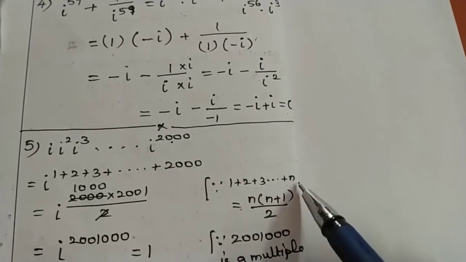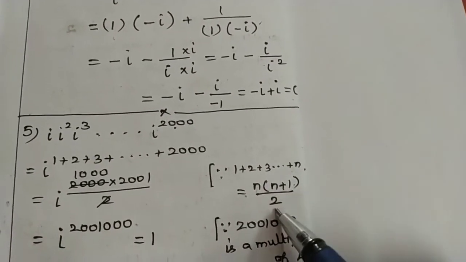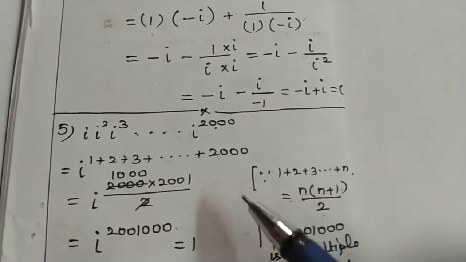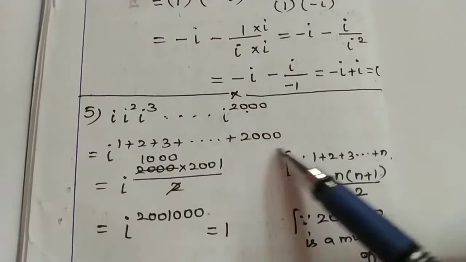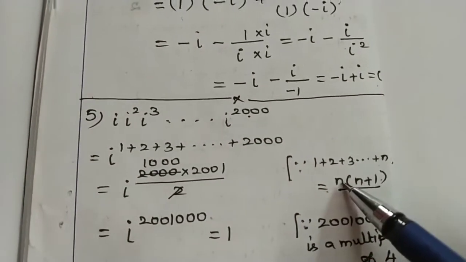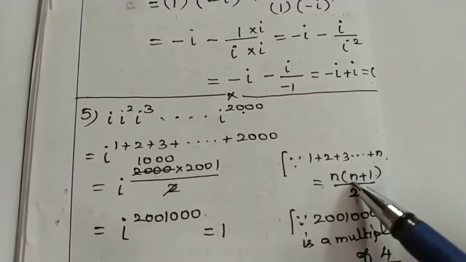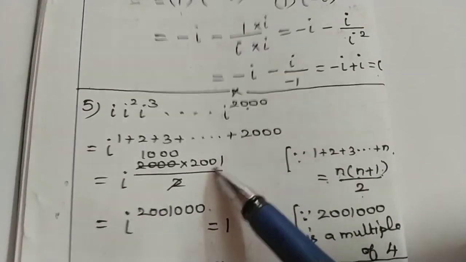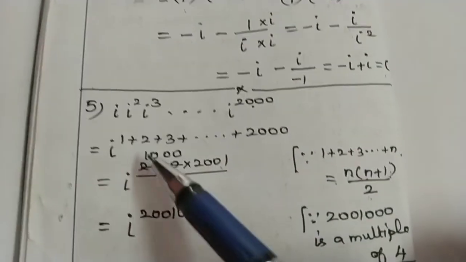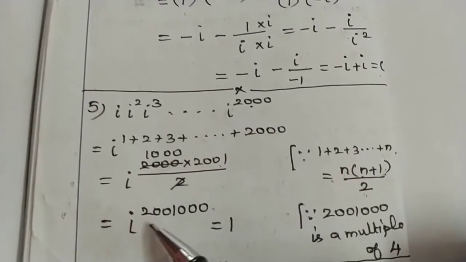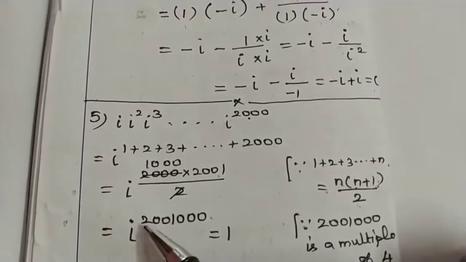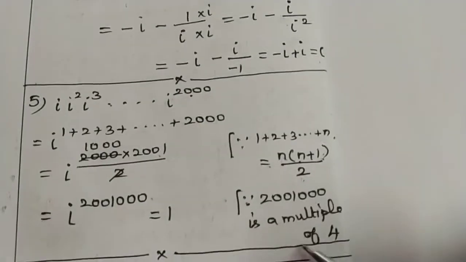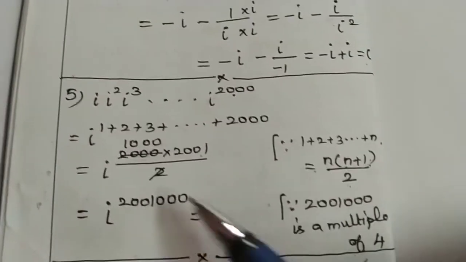And in 10th standard, you have already studied the formula: 1 plus 2 plus 3 plus etc. up to n, the value is n into n plus 1 by 2. Now here n value is 2000. So n equal to 2000 into 2000 plus 1, 2001, divided by 2. Now cancel, multiply. What is the value? 20 lakhs 1000. Okay, now this one is a multiple of 4. This value is a multiple of 4, then the value is 1.